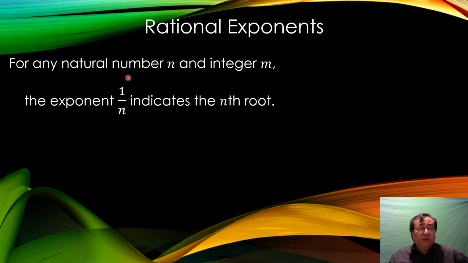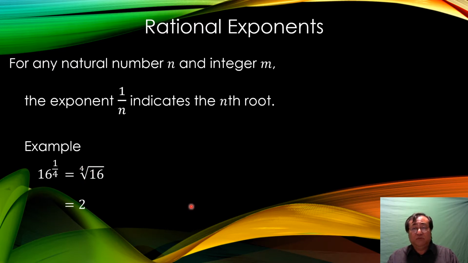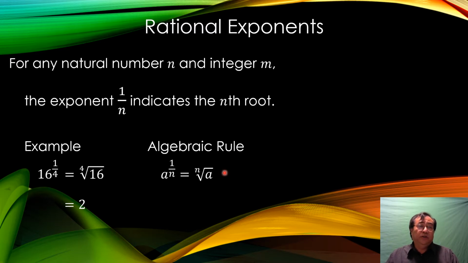When we have a 1 over n as an exponent, that indicates the nth root. So here, this is 16 to the 1/4 power. That's equal to the 4th root of 16. And we know what that is. That's 2. Well, if you don't know what it is, work it out, right? 16 is 2 times 2 times 2 times 2. There's four 2's in 16. Well, here's the algebraic rule. If you have a to the 1 over n power, it's equal to the nth root of a.